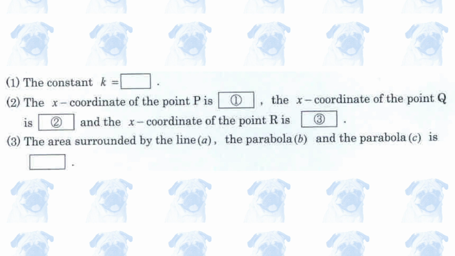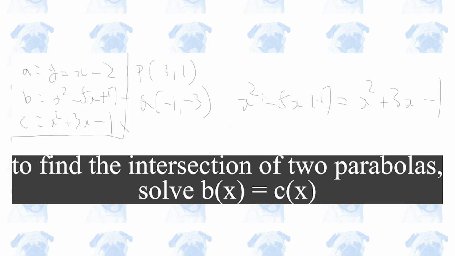And to find R, on the left hand side we have the equation for B, and on the right hand side we have the equation for C. Minus 5x, minus 3x, minus 1, minus 7, minus 8, minus 8, x is equal to 1. So the x-coordinate of R is 1. 1 plus 3 minus 1 is 3. The x-coordinate is 1 and the y-coordinate is 3.